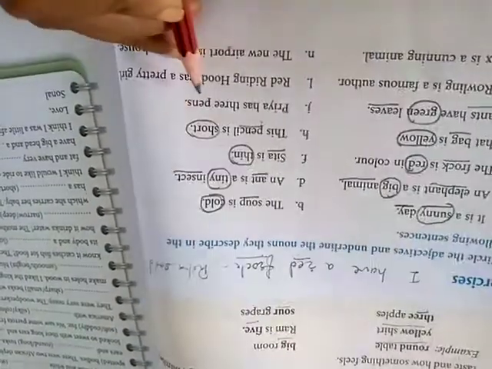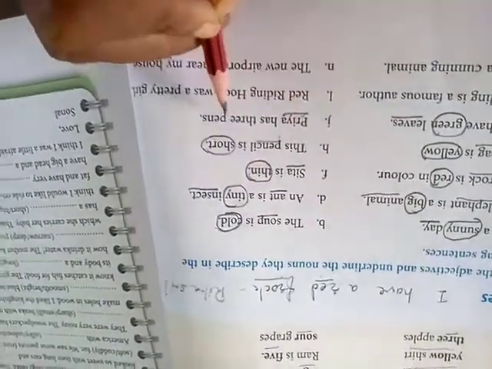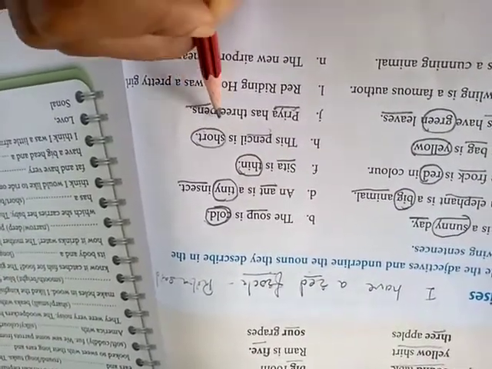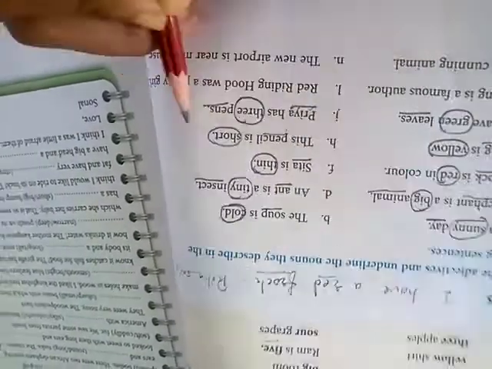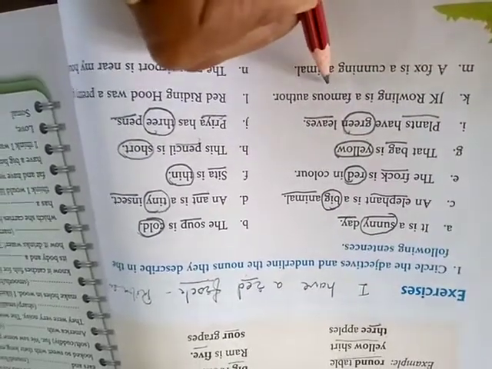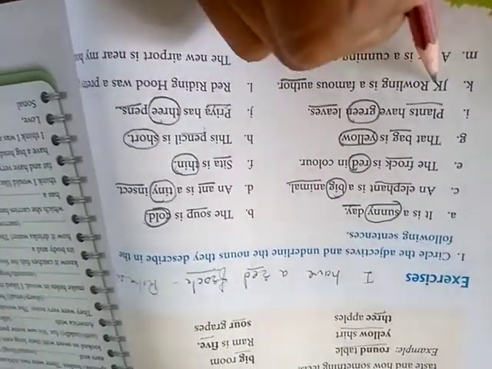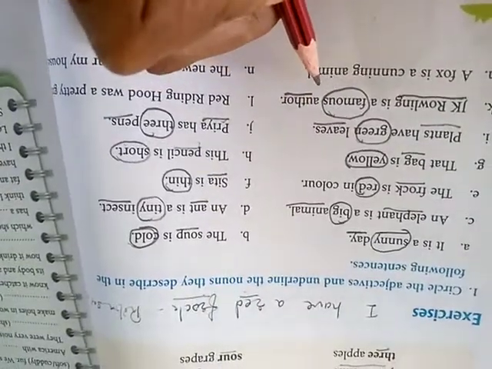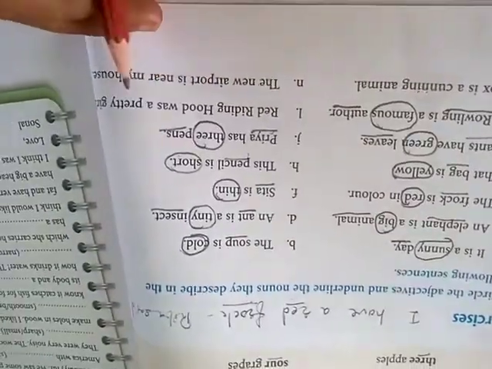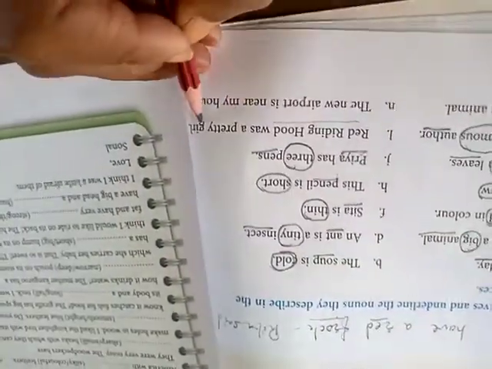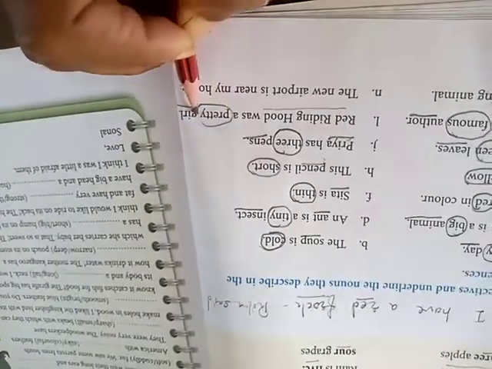Priya has 3 pens. Priya is a noun and pen is also a noun here. But how many pens does Priya have? 3. So 3 is the adjective here. J.K. Rowling is a famous author. Author is a noun. J.K. Rowling is also a proper noun. So famous is the adjective here. Red Riding Hood was a pretty girl. Red Riding Hood is a proper noun. Girl is a common noun. Pretty is the adjective.